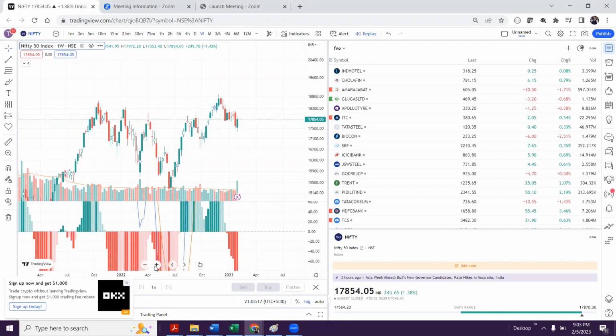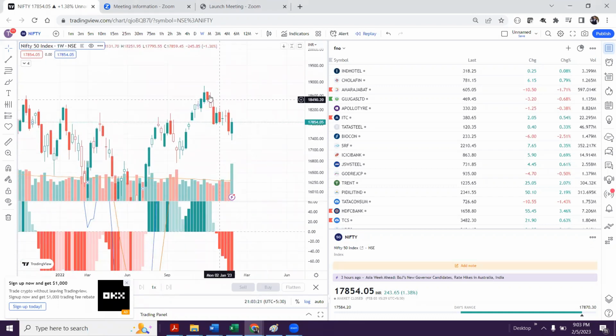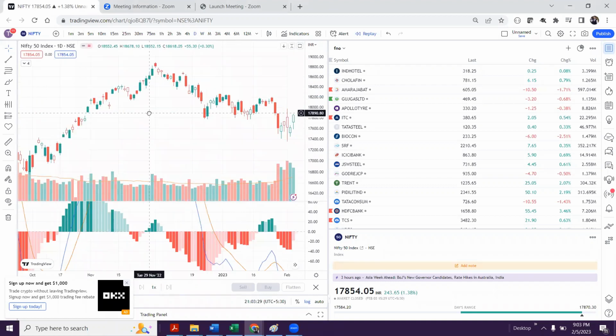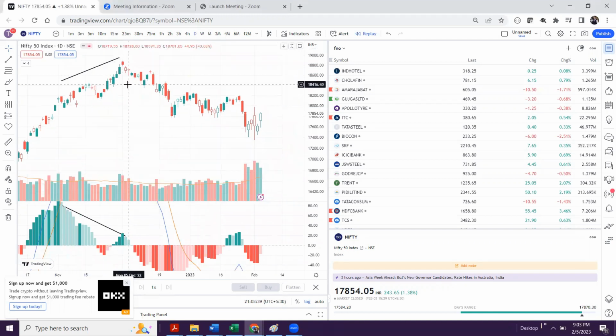Last time we had done the analysis of Nifty on December 10th, and Nifty was right at the top. From that level, we had suggested that there would be a fall. As there was divergence on the daily chart, if you see the daily chart and MACD, there is a divergence. And so we were expecting a fall, and after that you can see there was a good amount of fall in Nifty.